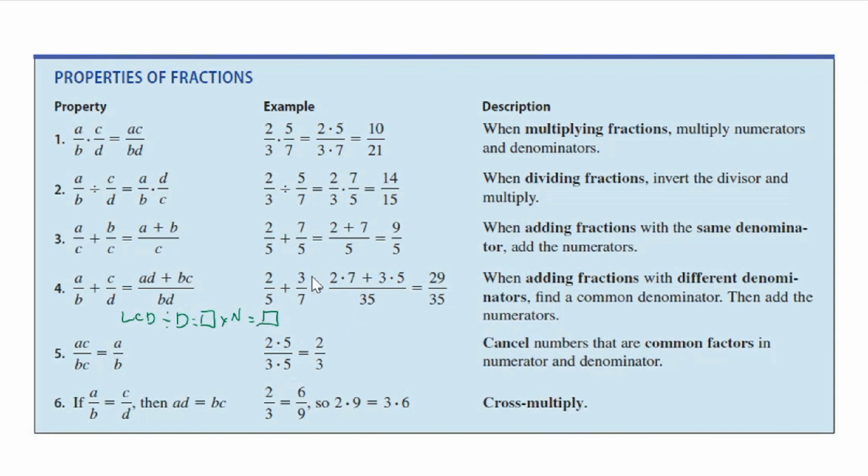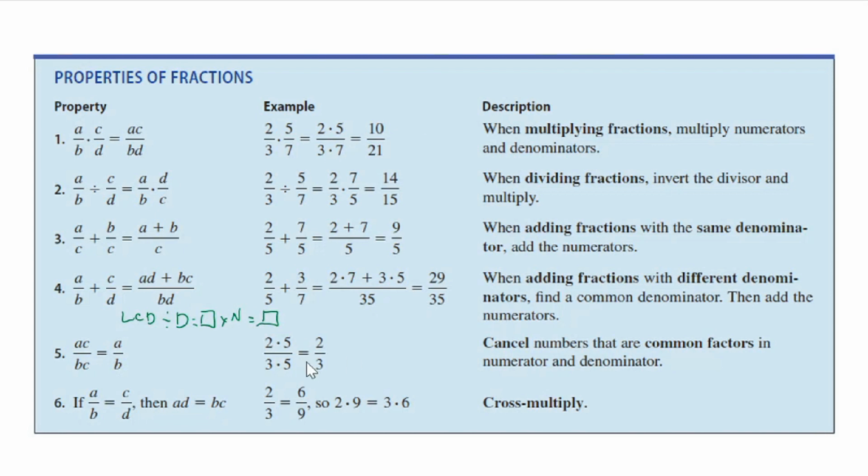35 divided by 7 is 5, times the numerator of 3. So 3 times 5 or 5 times 3 are just the same according to the commutative property. So adding this one, we have 2 times 7 is 14 plus 3 times 5 is 15. So the sum of this now will give us 29, and then copy the LCD, which is now 35.